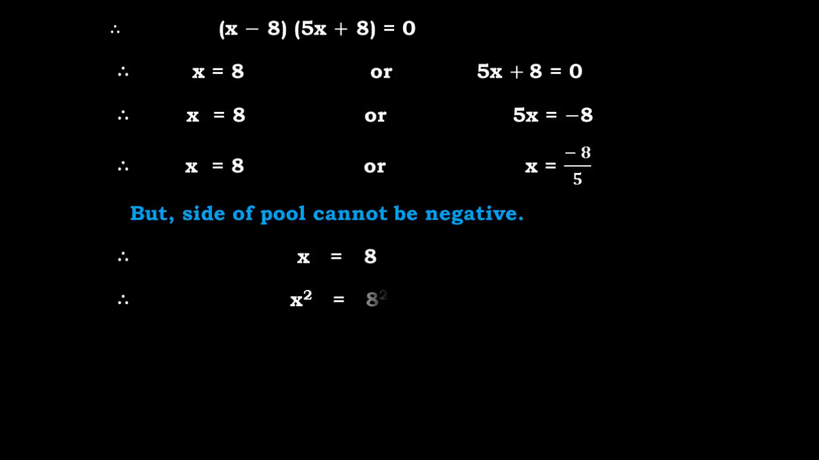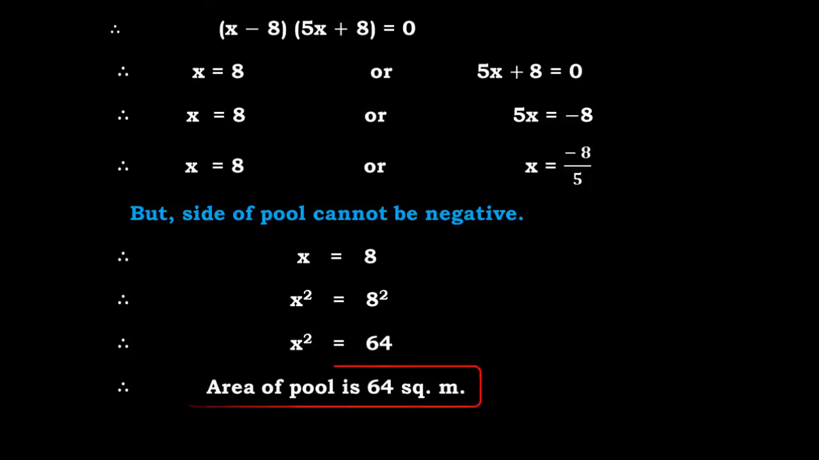So, x² equals 8², that is 64. So, the answer: area of the pool is 64 square meters. See, the question is to find the area of the pool, and therefore the answer is area of the pool is 64 square meter.